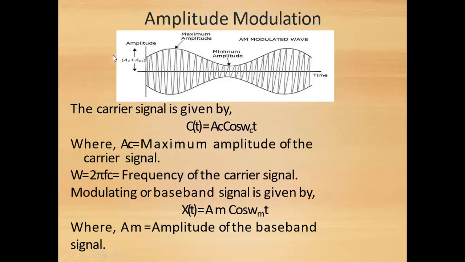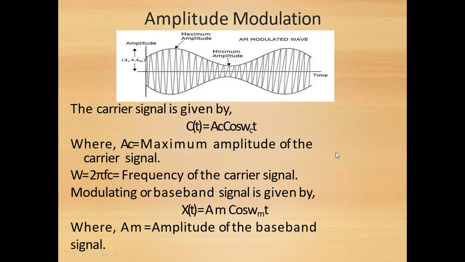Then on the axis here, the maximum amplitude is AC plus AM. Why? Because it is a combination of carrier and message. We will call the output of the modulation process the modulated wave or signal. And we know that this is the maximum amplitude. We will consider this as the minimum amplitude.